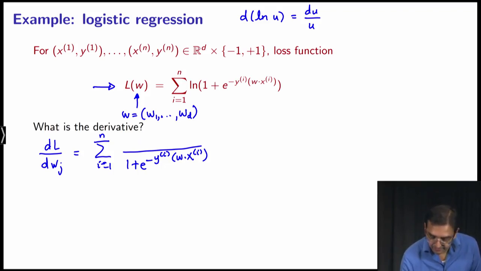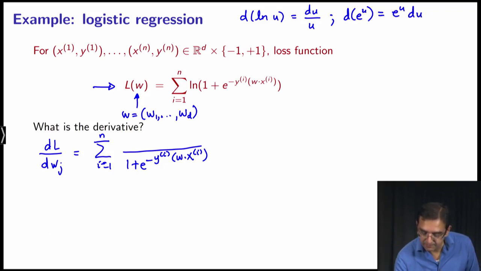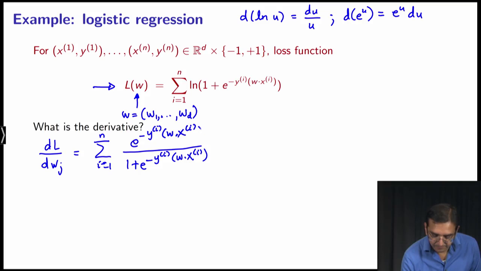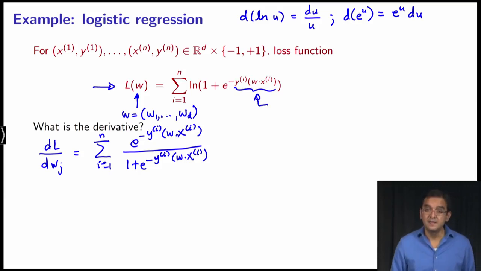So, for that, there's another rule. The derivative of e to the u is e to the u du. Okay, so we get e to the minus yi w dot xi. And now we need to compute the derivative of this thing over here. What is that? Okay, so there's a dot product in there.